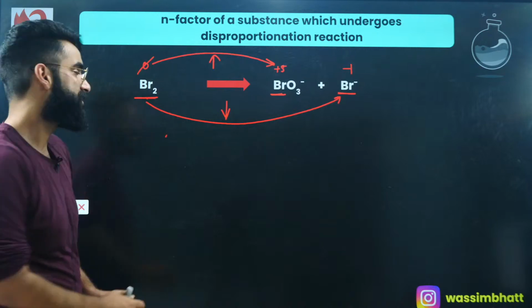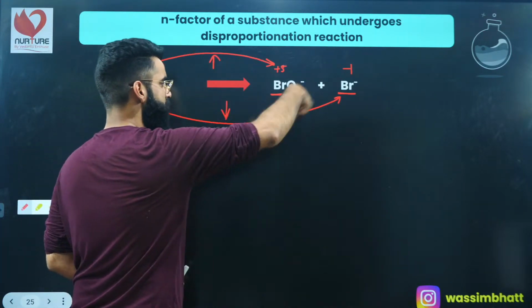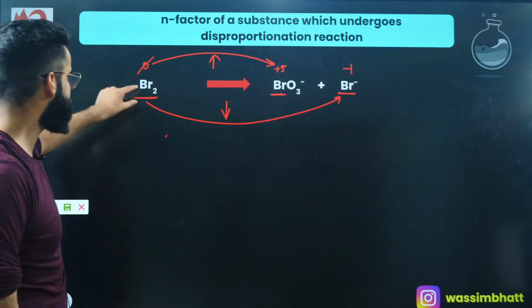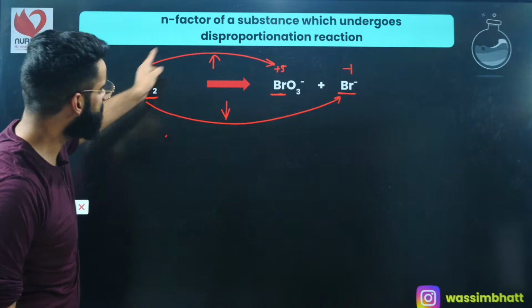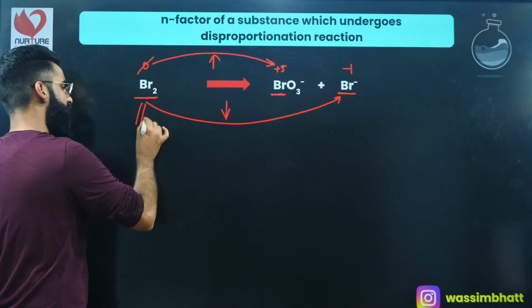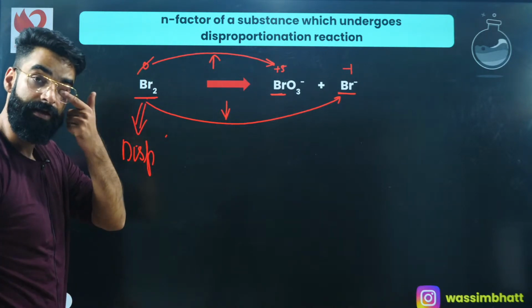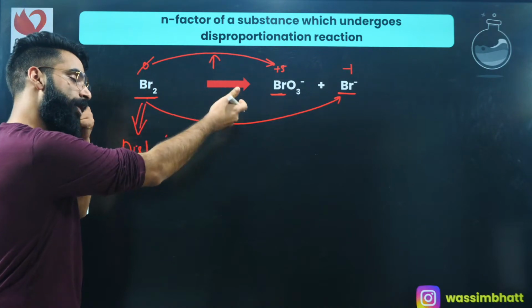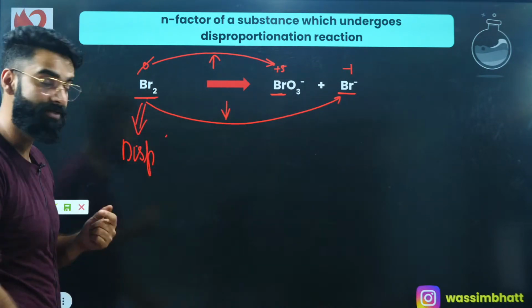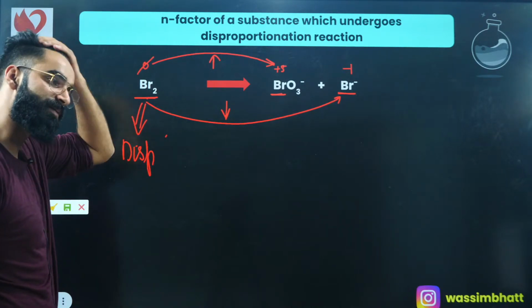Or I can say some part of Br2 undergoes oxidation and some part of Br2 is undergoing reduction at the same time. Whenever the oxidation state of the same species increases as well as decreases simultaneously, we say the species undergoes disproportionation. I'll say some part of Br2 is undergoing oxidation and the rest of Br2 is undergoing reduction simultaneously, right? And this species is simply undergoing disproportionation.